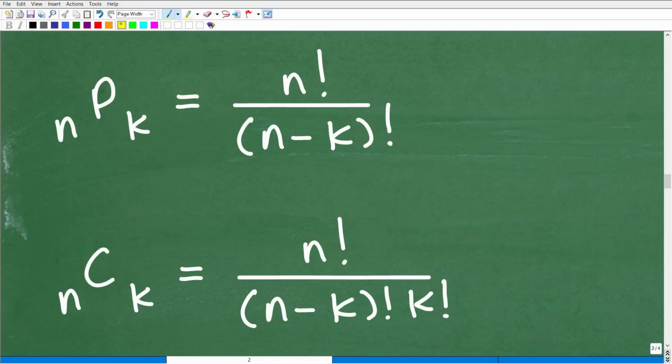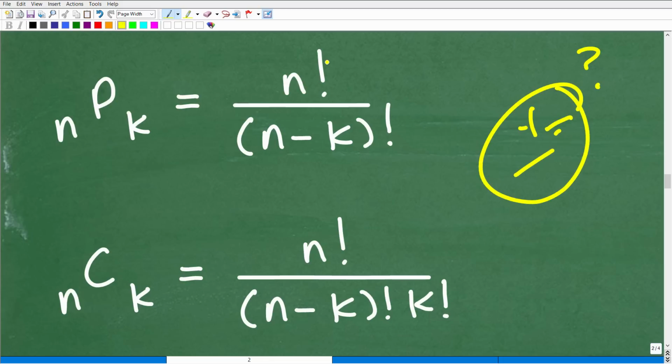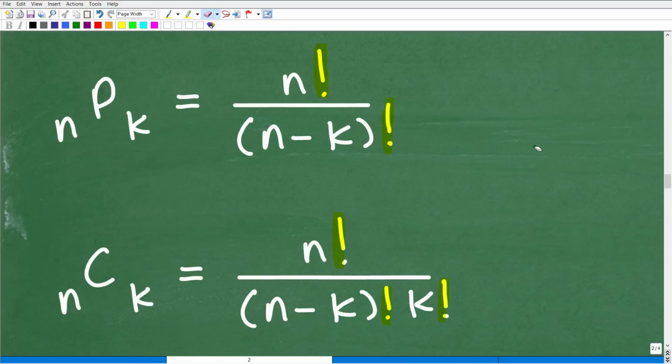So a lot of you are like, oh my goodness, this is just crazy stuff. What does this even mean? It's all these exclamation marks. Well, if you've never seen this before in mathematics, this is what we call factorial, okay? And it's not that difficult of a concept. So stick with me for another minute or two and you'll know exactly what this means.